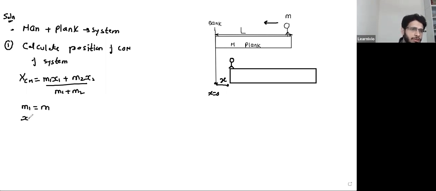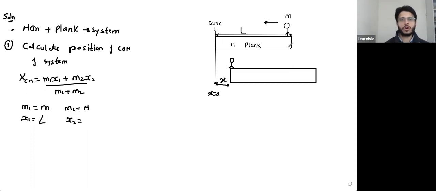Sania, what is x1? Let's check how much is x1. The separation of the man from the bank of the river. L. x1 is L, very good. Fazil, I'm taking m2 as capital M. What should be x2? Where is the plank? Sir, 0. Why 0? Why not this point for the plank? Is the plank a point mass or a rigid body?